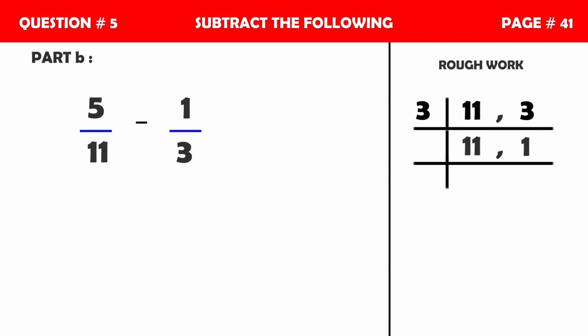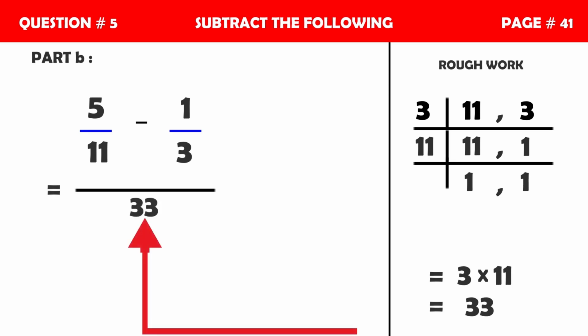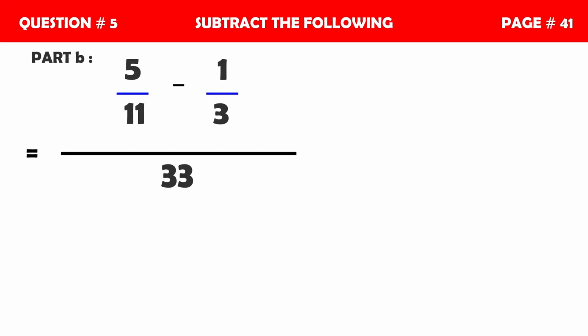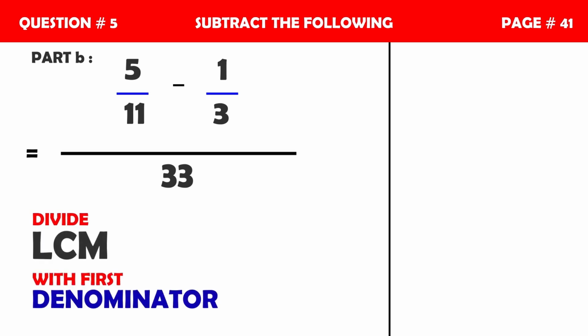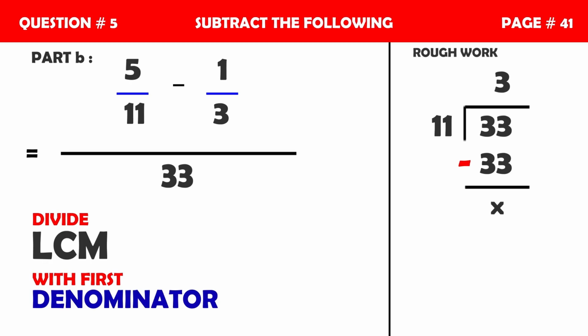11 is a prime number, so 11 will be divisible by 11 and 1. So 11 1s are 11. In the end, we will get two prime factors. Let's multiply them to find the LCM, that is 33. Now write down the LCM as the common denominator. Now you have to check what number multiplied by the denominators gives us the LCM. We have to check what number multiplied by 11 gives us 33. You know that it's 3.